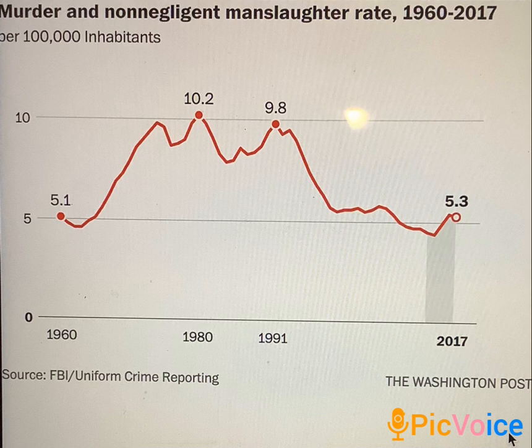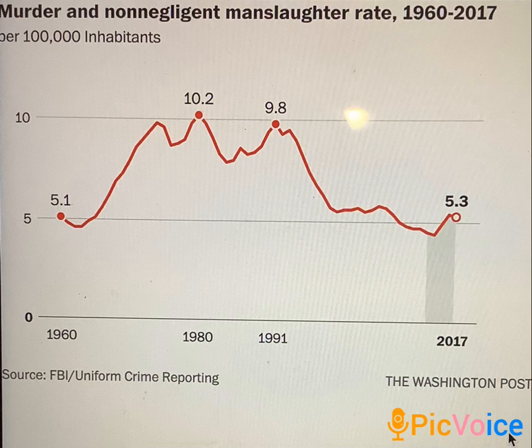To read this graph, the x-axis is time, based in years, and the y-axis is important to remember: this is per 100,000 inhabitants. So, for example, in 1980, it's 10.2 murders per 100,000 inhabitants. And so that is how you read the graph.